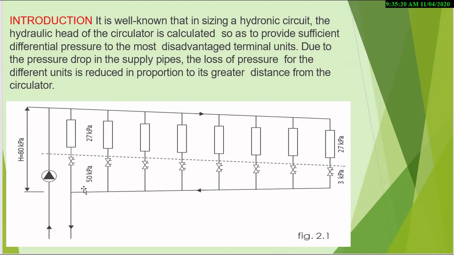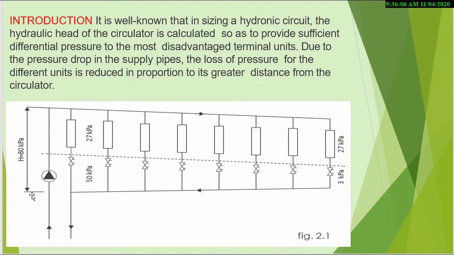Let us now consider this circuit here, in this figure 2.1, and suppose that the pressure drop between the pump and the most distant unit is 50 kPa, 50 kilopascal. If all terminal units are equivalent and each requires a differential pressure of 30 kilopascal, including pressure drops of the accessories and the control valve, the hydraulic head from the pump must be at least 80 kilopascal.